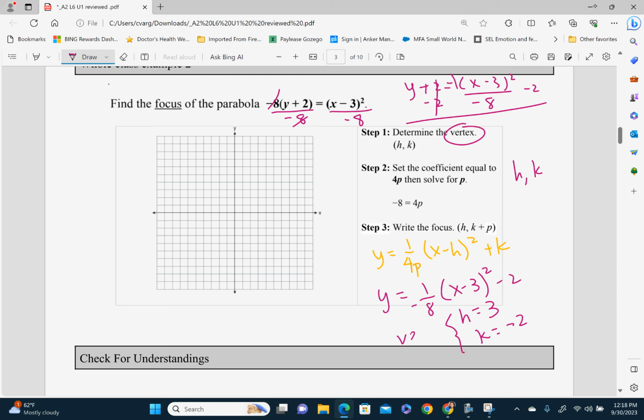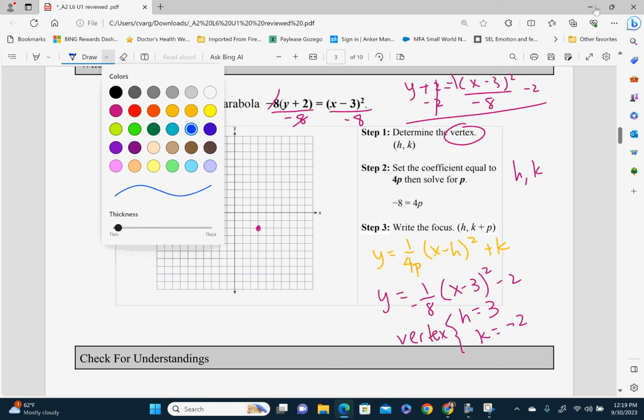This is our vertex. Are we looking for the vertex? No, we're not. We're looking for the focus. So let's go ahead and graph this right here. So we have 3, comma, negative 2, 1, 2, 3, negative 1, negative 2, right? So this is our vertex. So since I know that, well, we don't know what our directrix is, but we can find it, right? We're given enough clues to be able to find it.